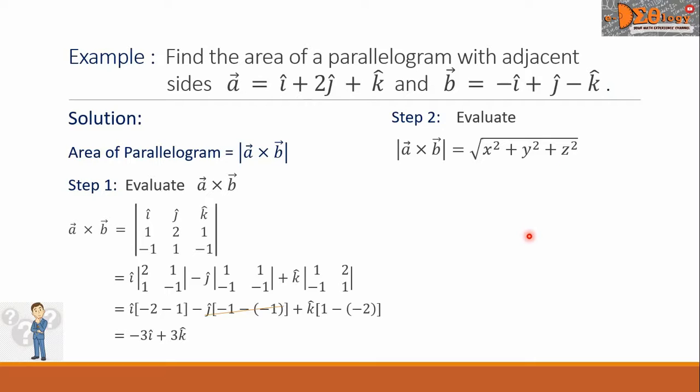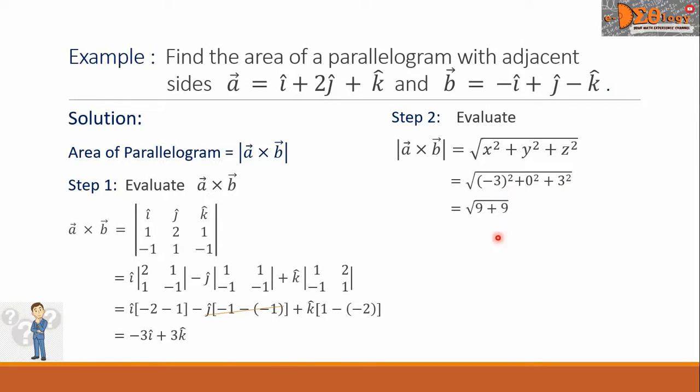Evaluating the corresponding values, we have the big square root of the coefficient of i, that is negative 3, and we put the square, plus, there is no j here, it means the coefficient is 0. Then we put the square, plus the coefficient of k, which is 3. We write here 3 squared.